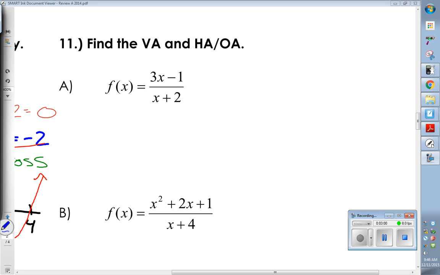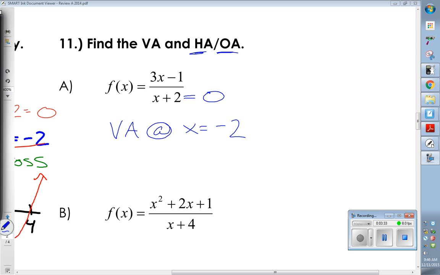So to find vertical asymptotes, remember that's the really easy one. To find a vertical asymptote, all you need to do is set the denominator equal to 0. So I'm going to have a vertical asymptote at x equals what here? Negative 2. At negative 2, there is going to be a break in our graph. Okay, there's going to be a vertical asymptote there. Remind yourself how to find horizontal or oblique asymptotes.